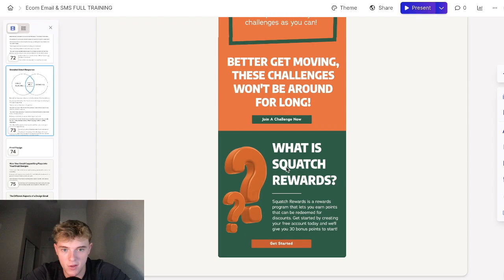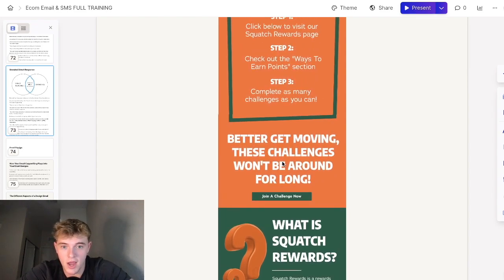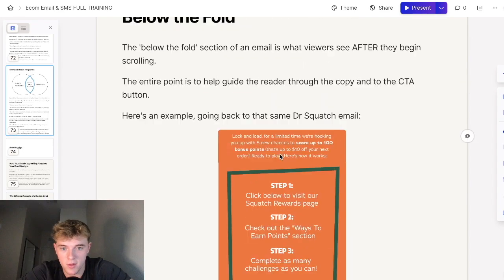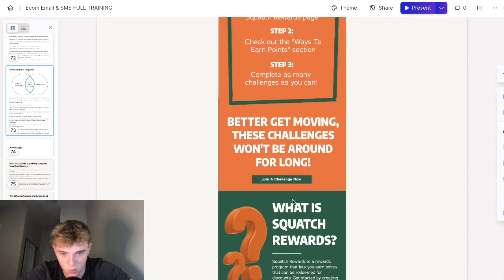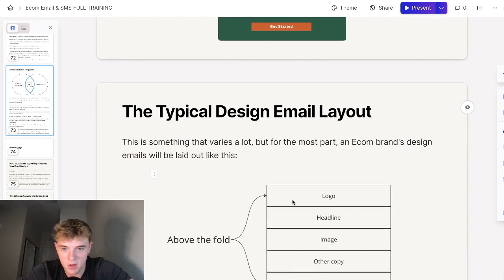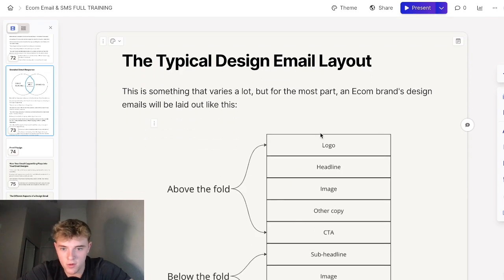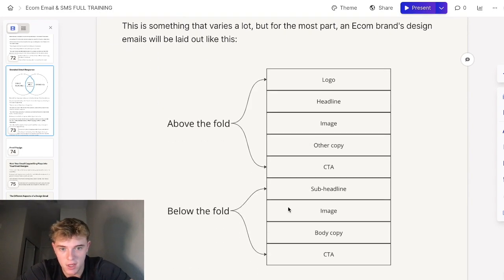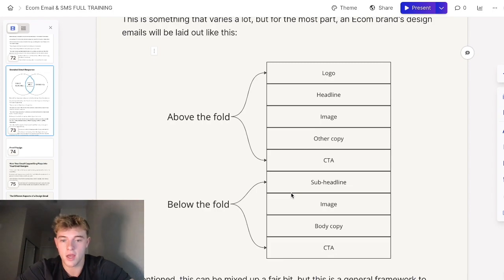It's all very cleanly laid out because your viewer or your reader doesn't have a lot of time and they don't want to be spending a lot of time in your email. It's very clear, very cleanly laid out. That's what's important. Now, the typical email design layout varies a lot, but for the most part, the layout that I'm about to give you is something you're going to see success with if you use it, and it's very standard. But like I said, it can be mixed around.